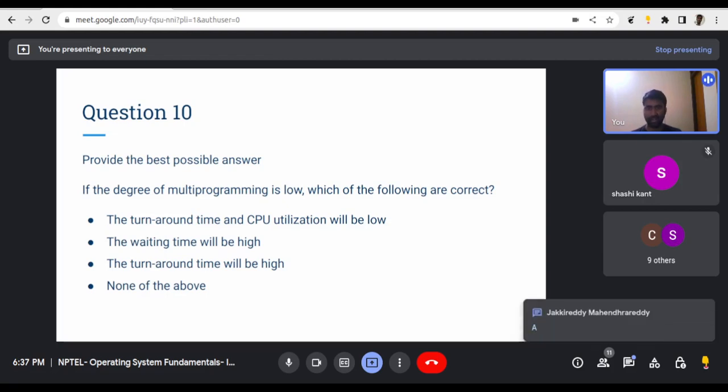The turnaround time and the CPU utilization will be low, the waiting time will be high, the turnaround time will be high, or none of the above. So which among the following do you think is correct if the degree of multiprogramming is low? Okay, I got one answer. Anyone else? Anyone else would like to contribute?